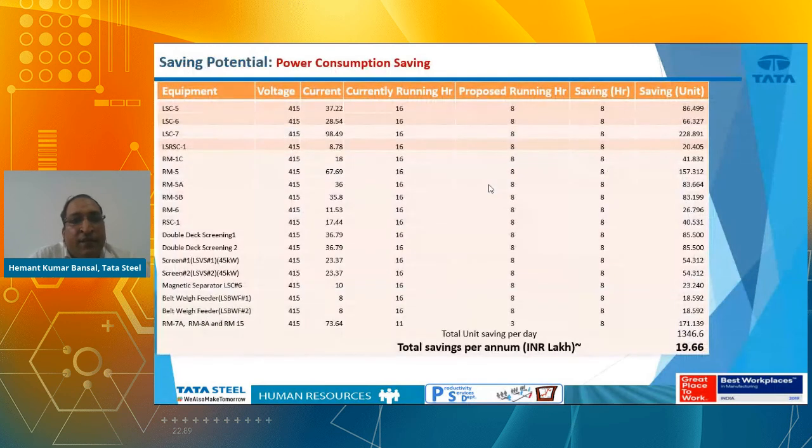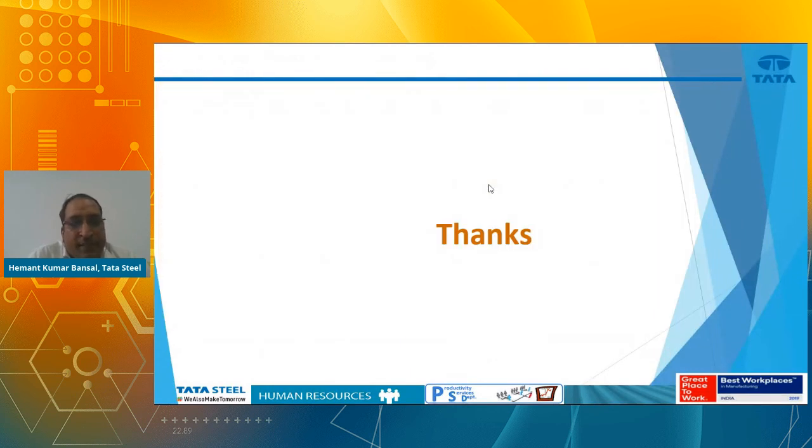After that, we have calculated the saving potential by saving power consumption of running conveyor belts and other machines and motors. The total saving is around 2 million INR per annum. Thanks. This is all from my side. If you have any query, let me know.